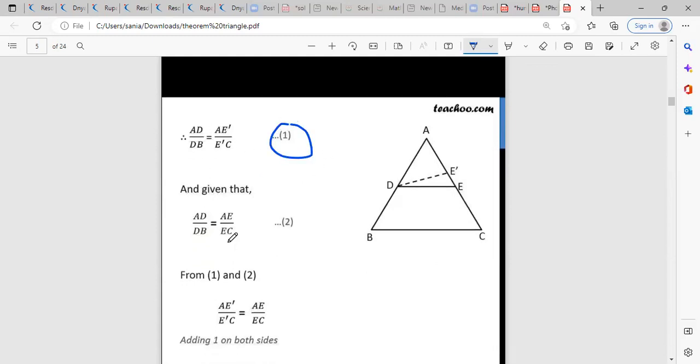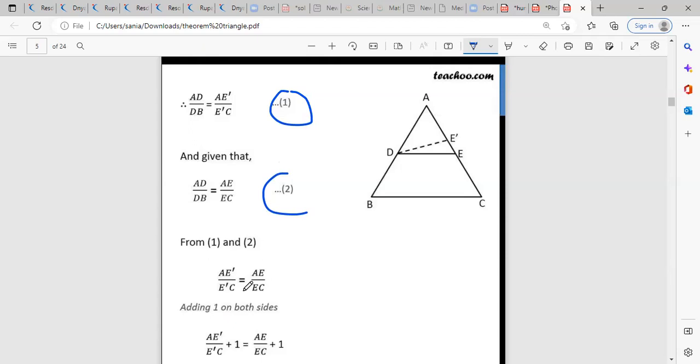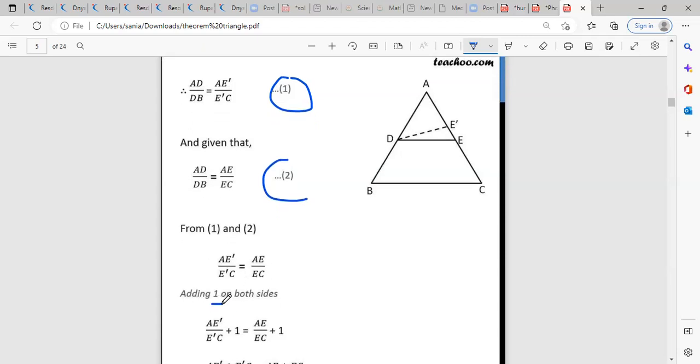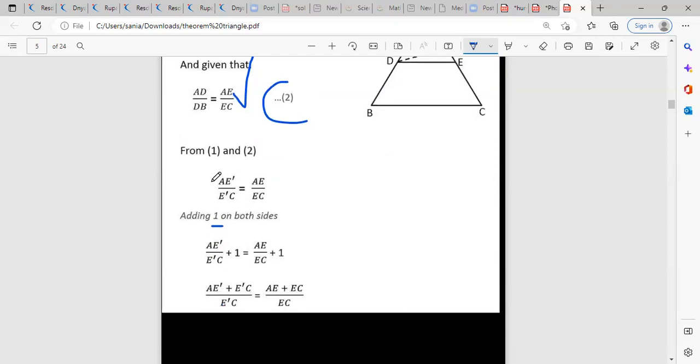Now this one is already given, right? AD by DB is equal to AE by EC. So from the first and second equations, AD divided by DB is equal to this and this is equal to this. So that means these two are equal, AE dash by E dash C and AE by EC. Are you getting this? This is equal to this and this is equal to this. That means these two are equal.